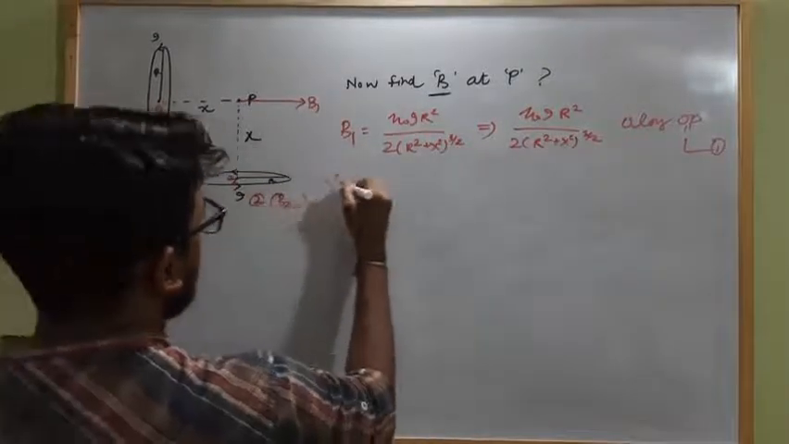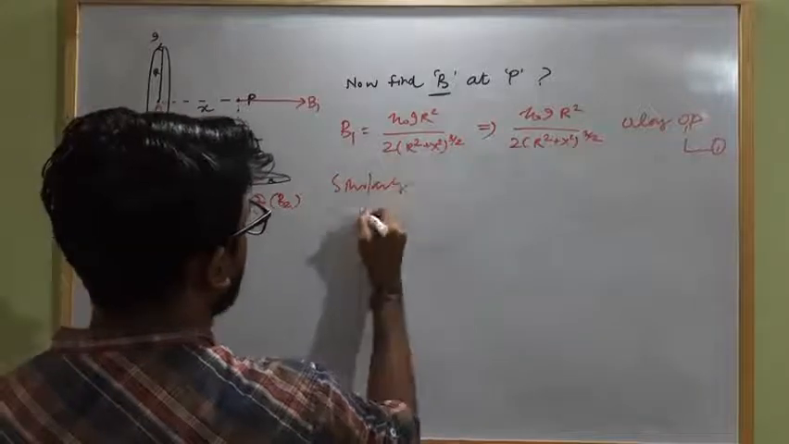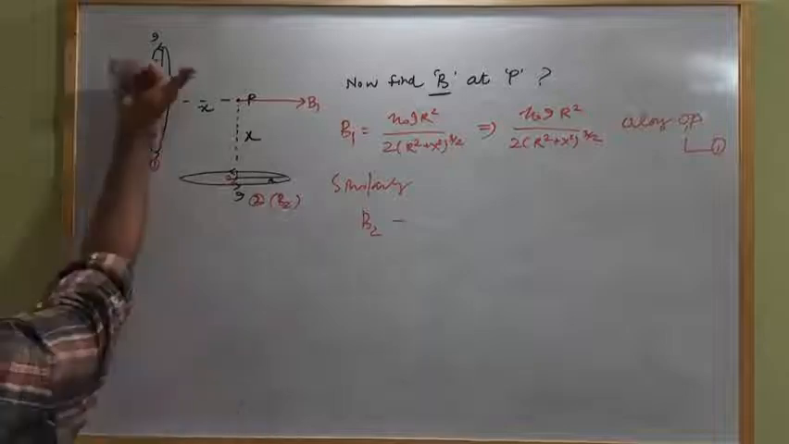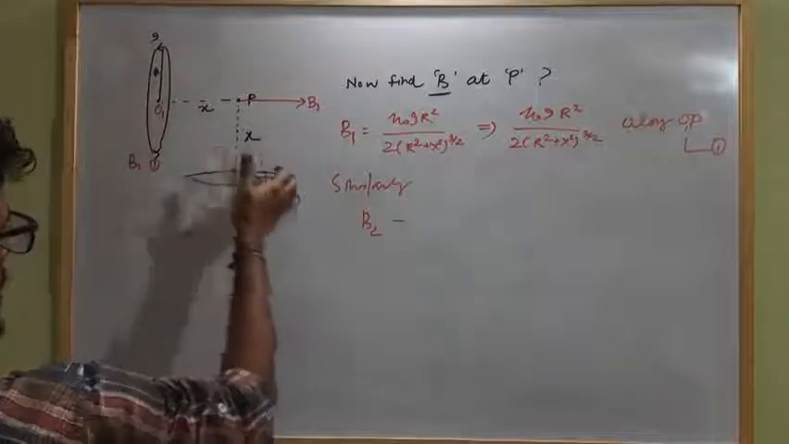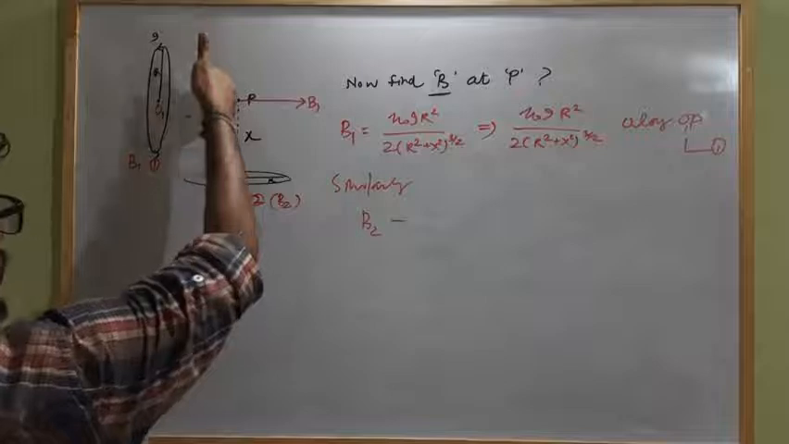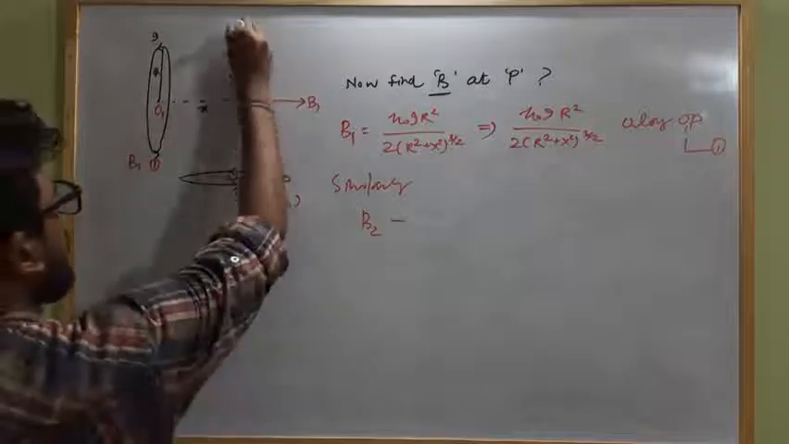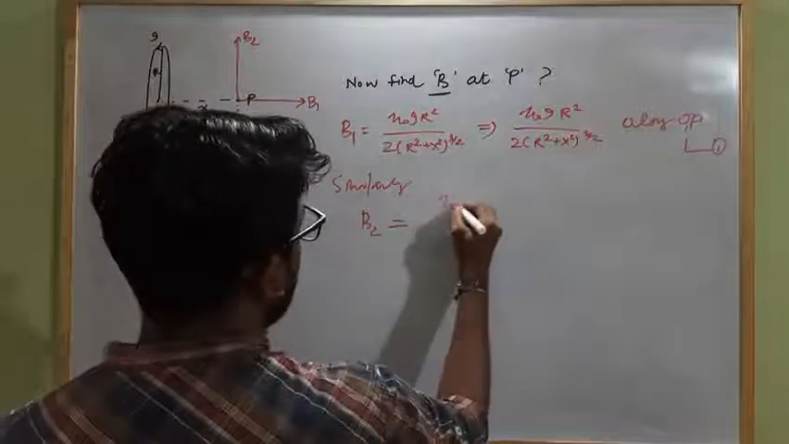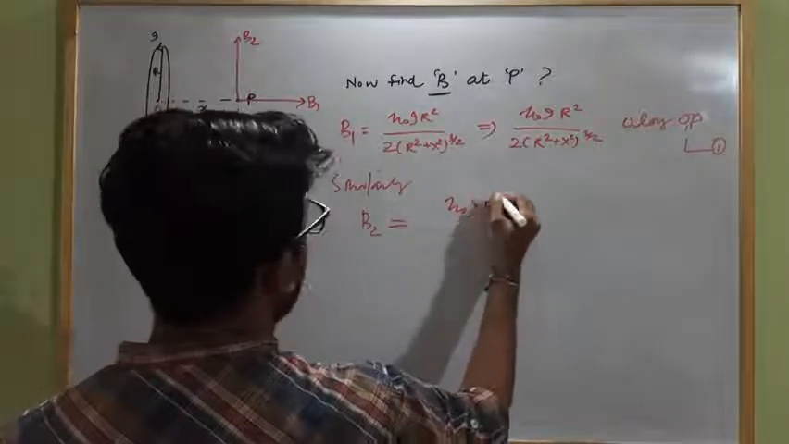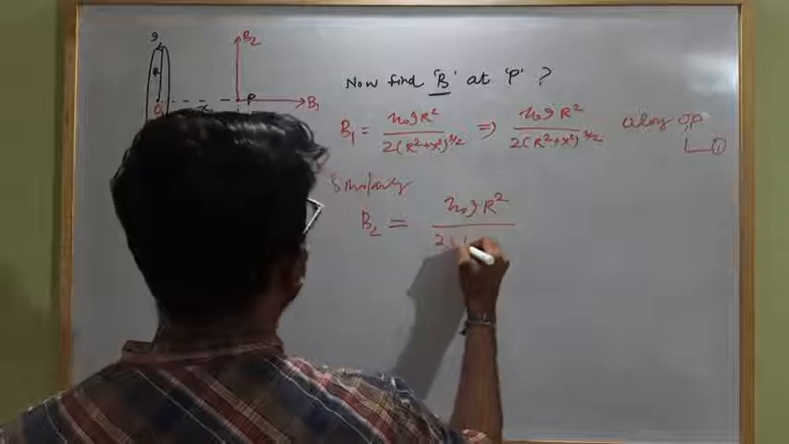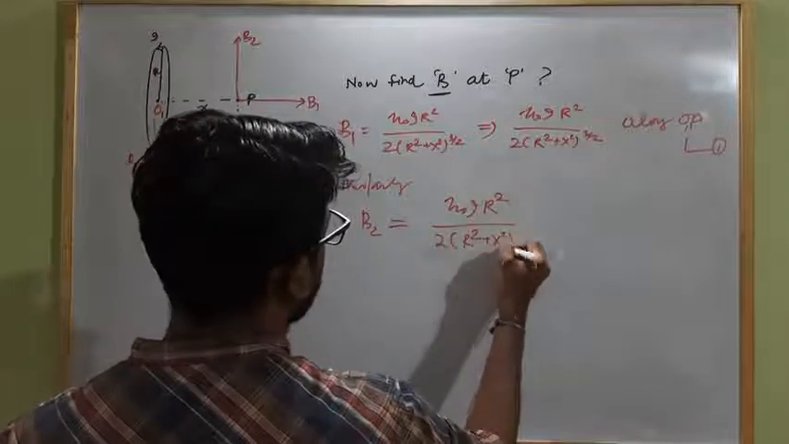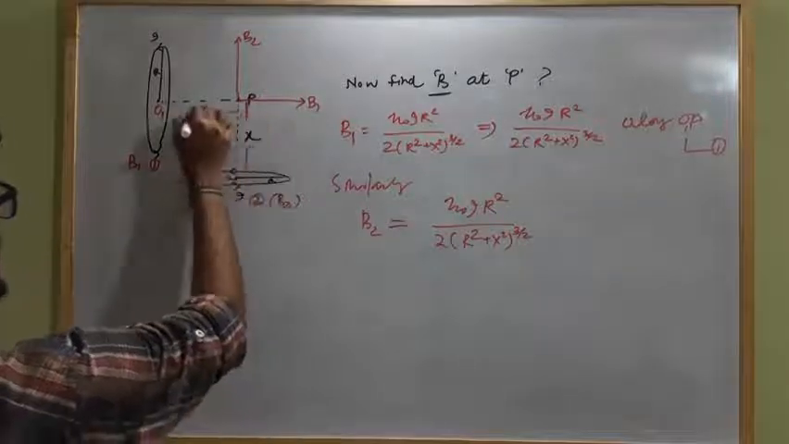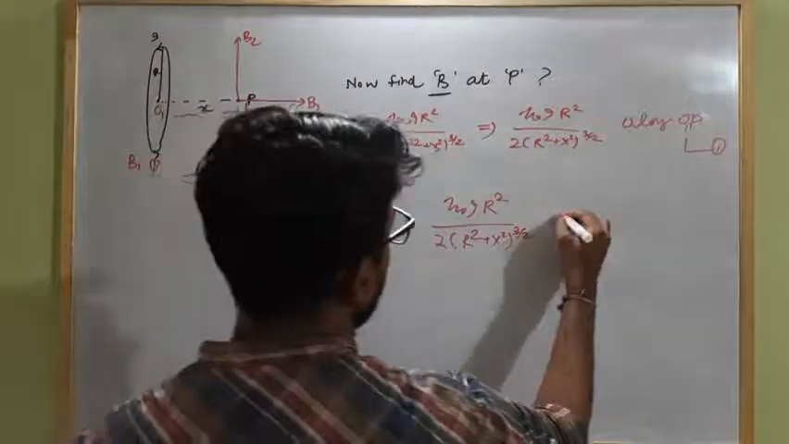Similarly, B2 for this. Again current is like this, here the current is like this, so field will be like this. Here the current is like this in anti-clockwise sense, the field will be like this. So this is the direction of B2. Equal to how much? Again mu naught I R square divided by 2 into (R square plus distance x square) to the power 3 by 2. Here the distances are x, x, these two distances are x, x. So (R square plus x square) to the power 3 by 2 along O2P.